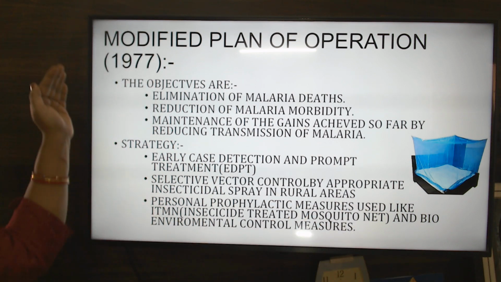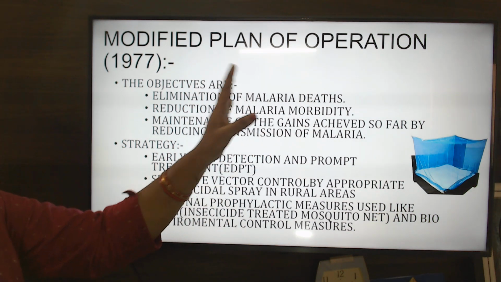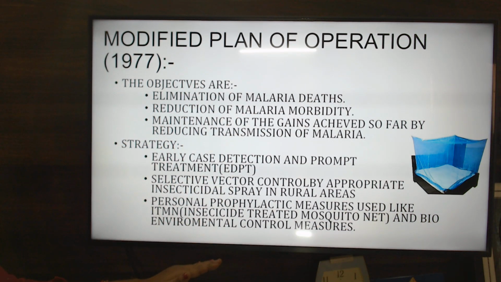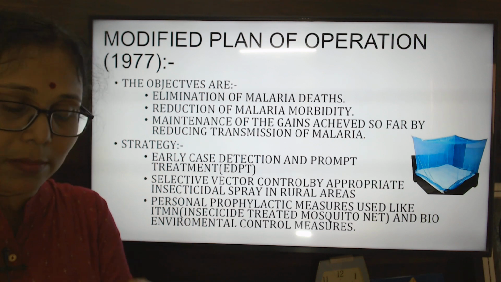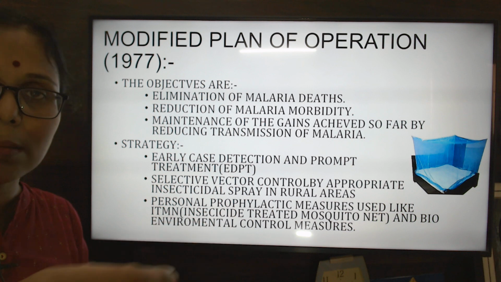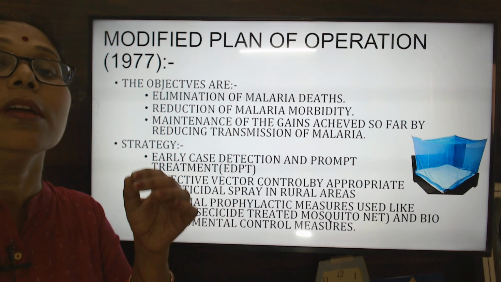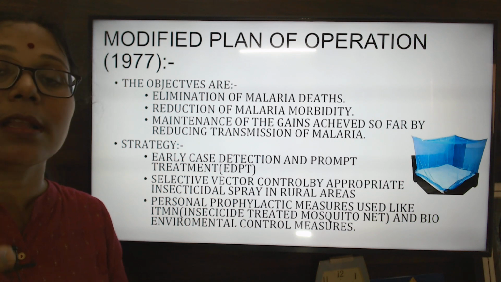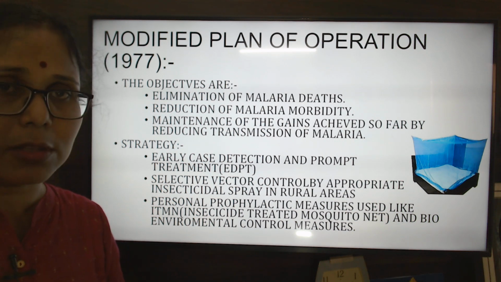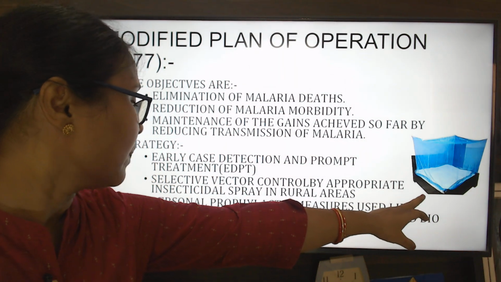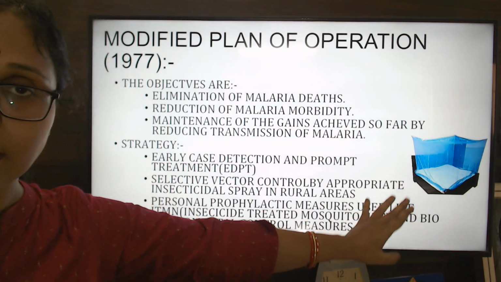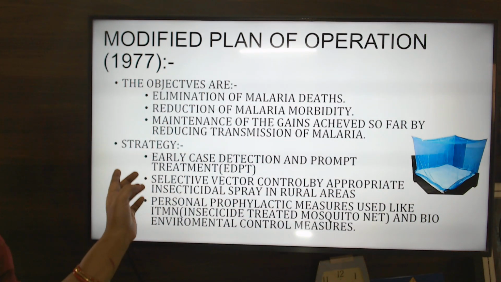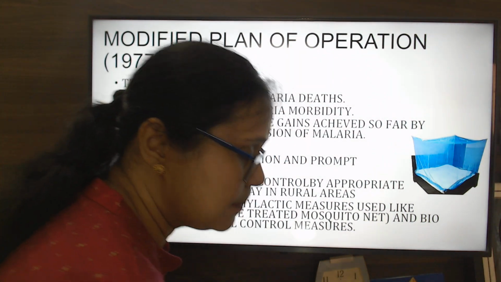So that was also launched in this program, the Modified Plan of Operations, and also the environmental control measures. Bioenvironmental means the area where these mosquitoes breed and lay their eggs, in stagnant water. In that area, if you put the Gambusia fish, they will eat the eggs or the larvae. And here is the picture of ITMN, that is the insecticide treated mosquito net, that was launched in MOP, the Modified Plan of Operation, in 1977.